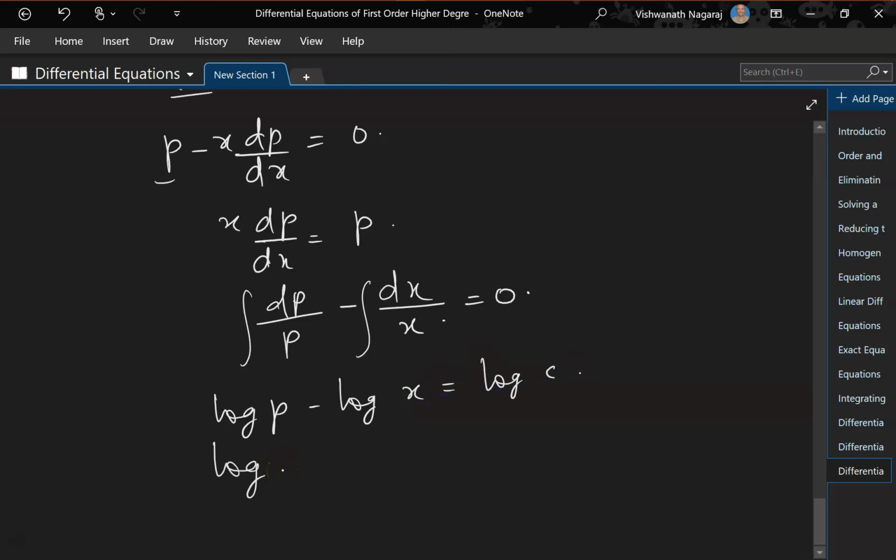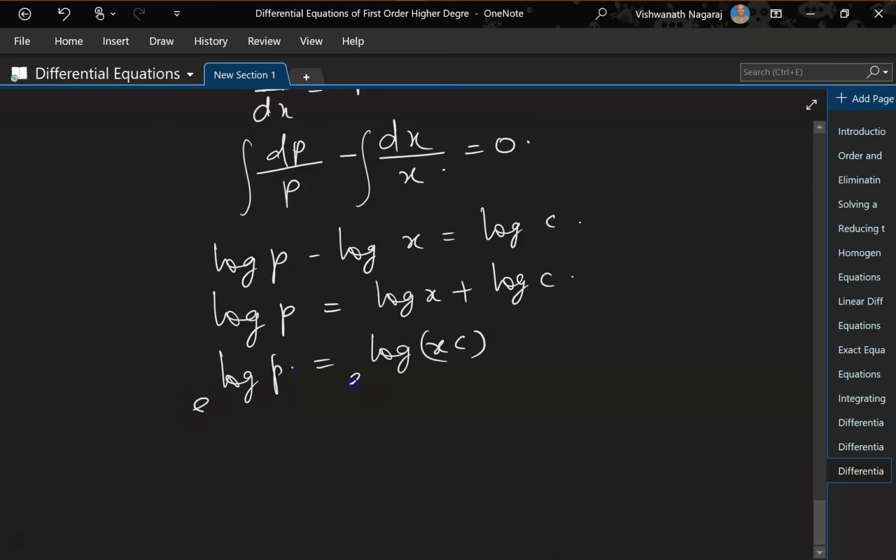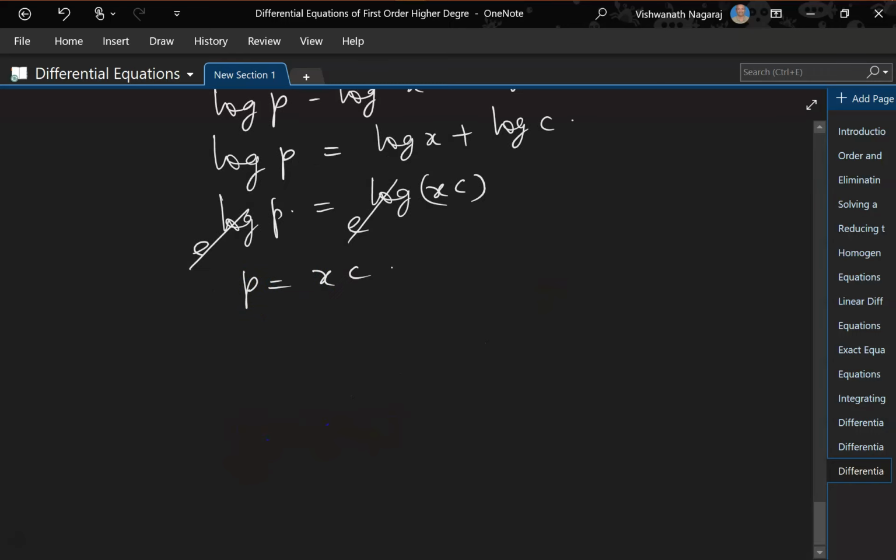Now remember, we want to eliminate p, so we want this in terms of x. So log of p is equal to log of x plus log of c, log of xc. Let's exponentiate both the sides, so log gets cancelled, so p is equal to xc. Now let's put this in our equation.